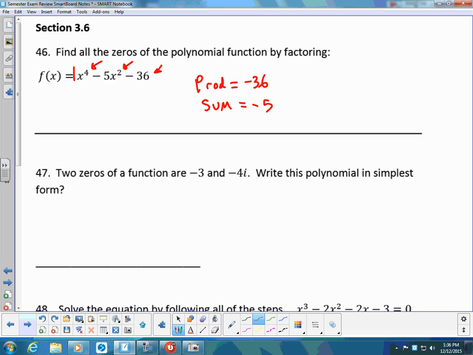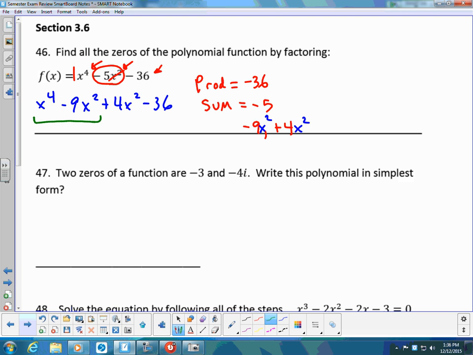So the two numbers that would work here would be -9 and +4. If I do -9 times 4, I get -36. -9 plus 4 is -5. So I'm going to take out this minus 5x squared, and replace it with a -9x squared and a 4x squared, so that when I put them back in, they will add up to -5x squared. So I'm going to write x to the fourth minus 9x squared plus 4x squared minus 36.